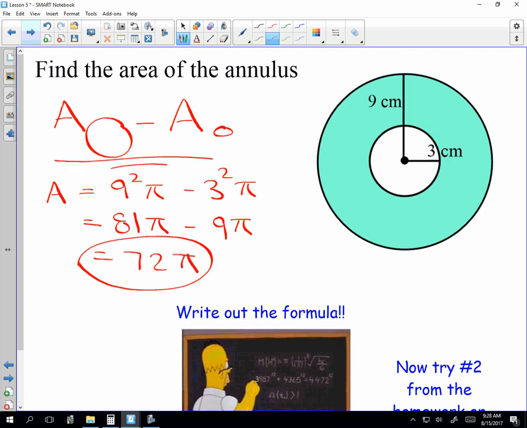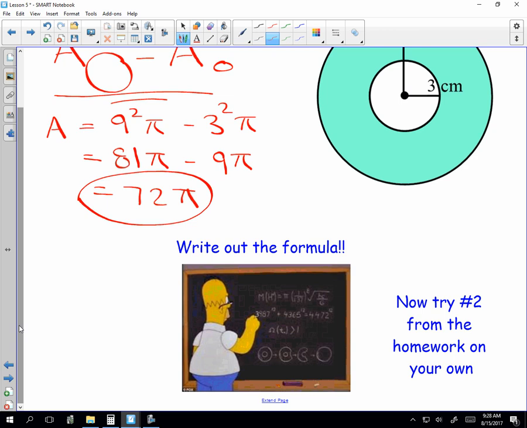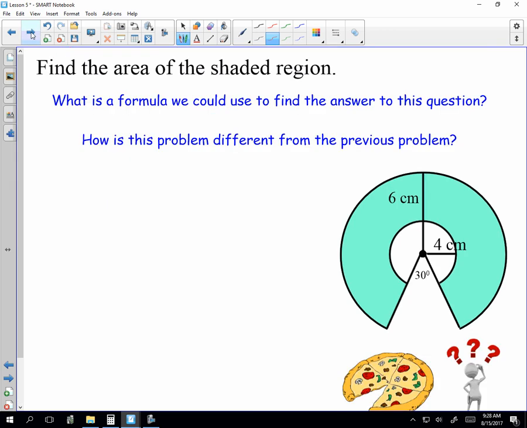But remember, start with the picture. Whenever you're not dealing with a basic shape, draw the image. What are you putting together? What are you taking apart to try to get that answer?